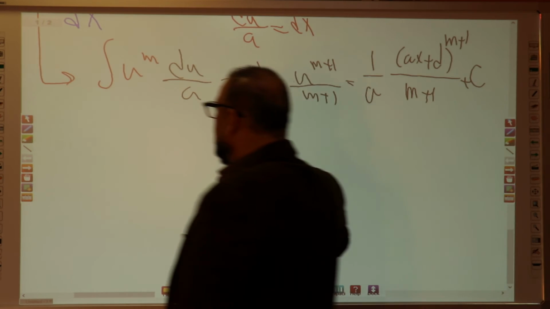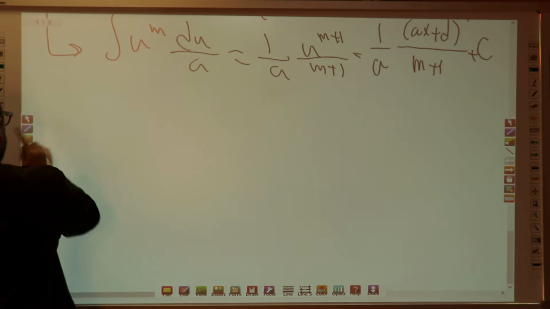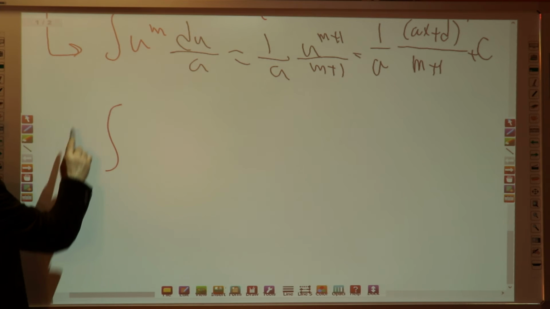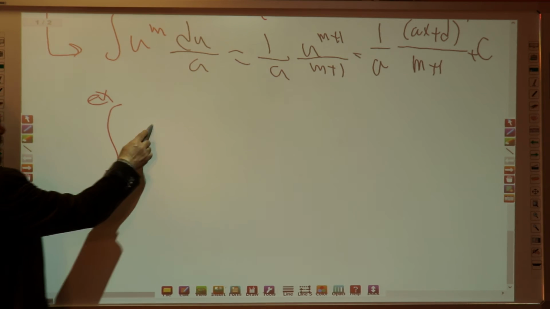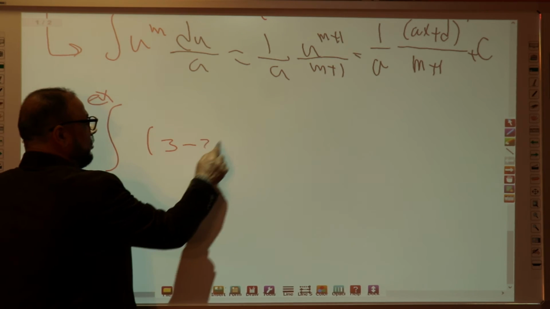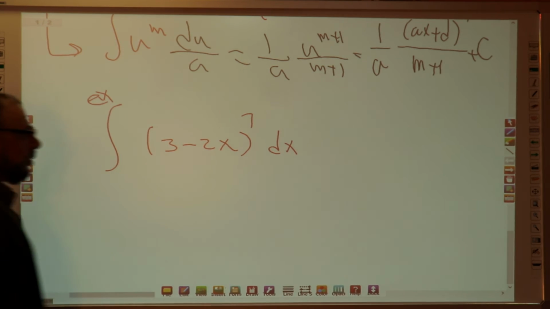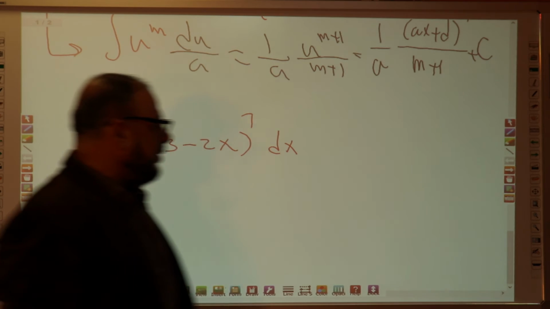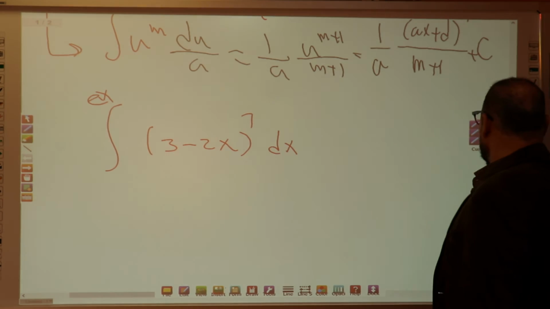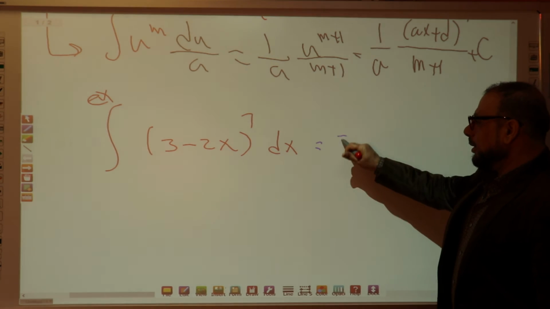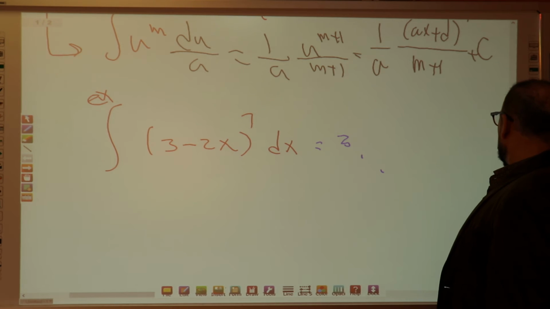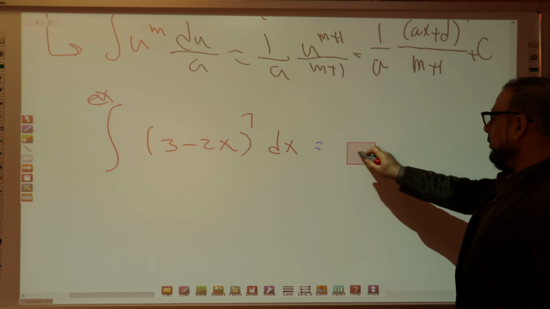Then we can use this rule, guys. Look, for example, we can use this rule for the function (3 minus 2x) to the power 7 dx. What's my integration quickly for this? Look, guys, how easy it is now. (3 minus 2x) to the, one second, if you don't mind.